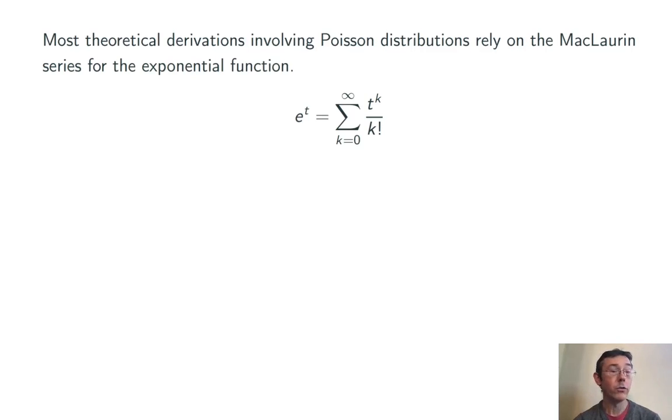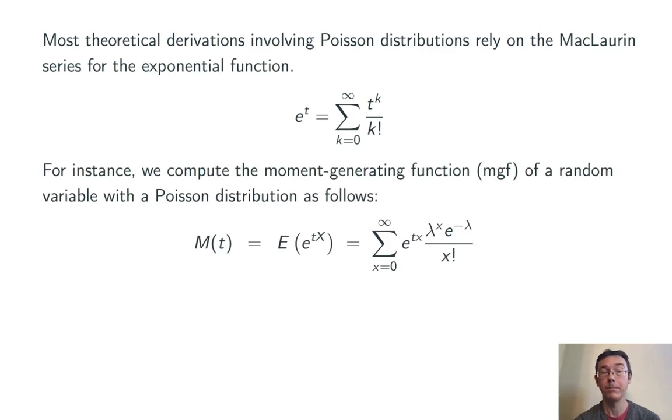Most theoretical derivations involving the Poisson distribution are based on the Maclaurin series for the exponential function. Here it is, just for review. e^t is the sum from k equals 0 to infinity of t^k over k factorial. Here I've written it in calculus notation, where the summation is done over an index k. When we're doing things in stats, the summation is usually done over x, so just be aware of that distinction.